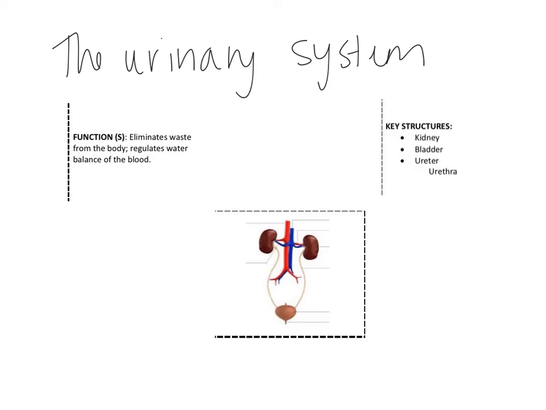Urinary system is up next. Urinary system is going to eliminate waste from the body, and that is your liquid waste, not the solid waste. And it regulates water balance of the blood, so we make sure that your blood has the right amount of water, has the right amount of solutes like sodium and potassium, everything that's in your body. Key structures are your kidneys, which are these dark brown things. Your bladder is right down here. And then your ureter and urethra is how the liquid waste gets out.